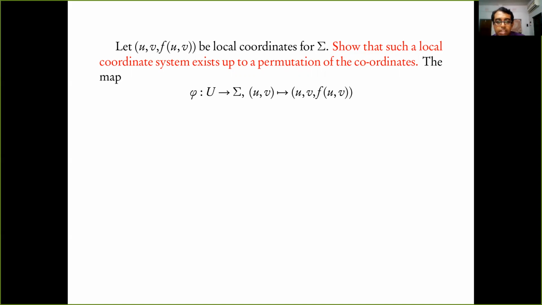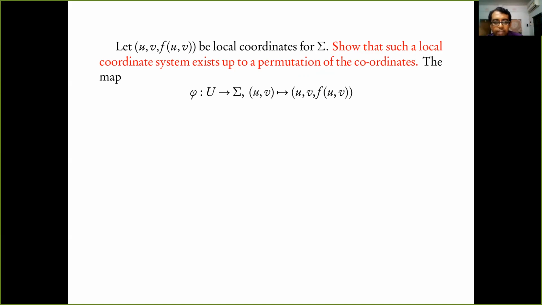This basically follows from the implicit function theorem, because you're in a two-dimensional submanifold of R3. So there'll be one variable which can be implicitly solved in terms of the other two variables, and up to a permutation, you can assume that's the third one. All right, so we can define a map phi from U to sigma. U is an appropriately chosen open subset of R2, and sigma is the given surface, and phi(U) is going to be an open set in sigma homeomorphic to U via this map.